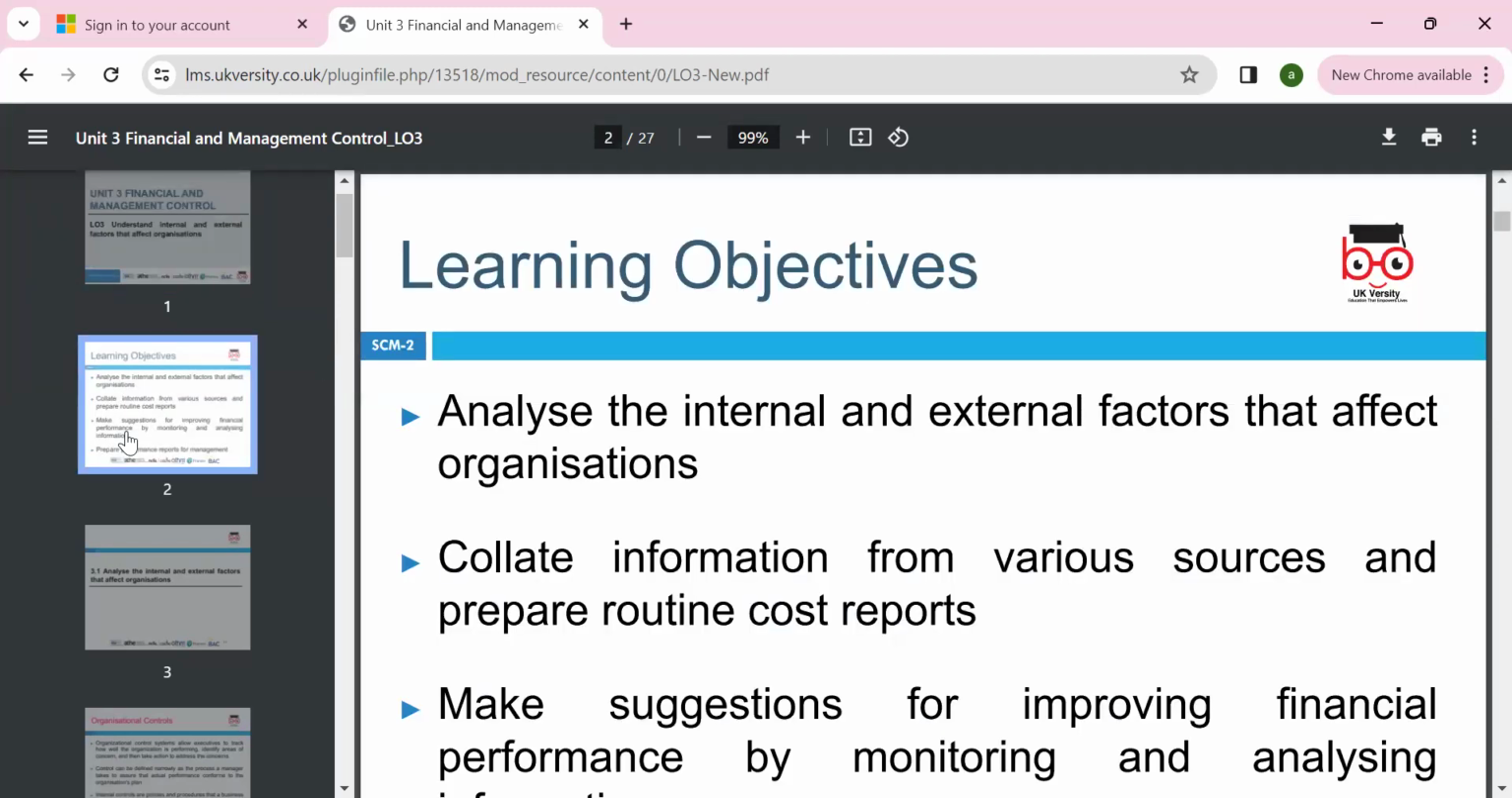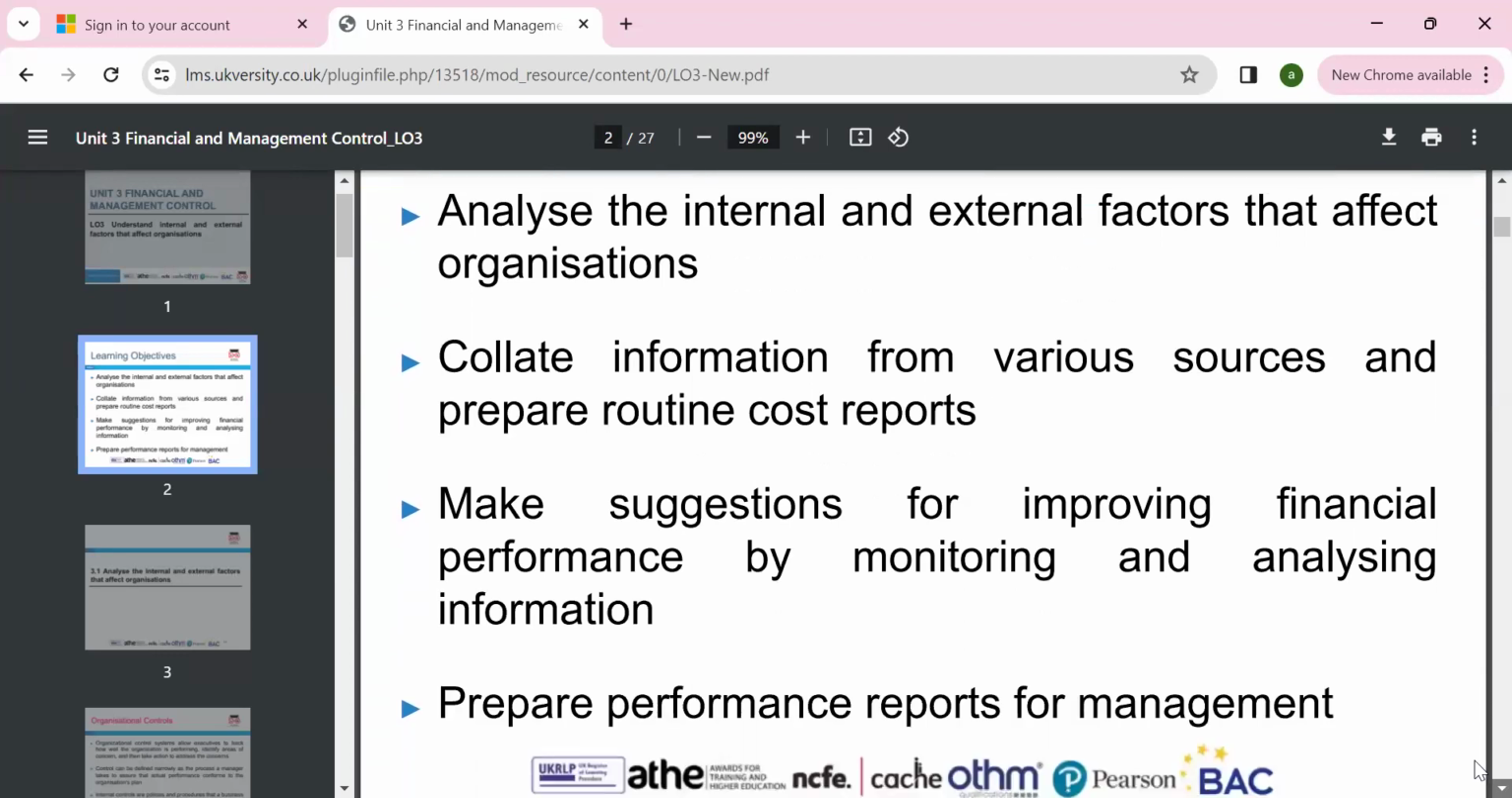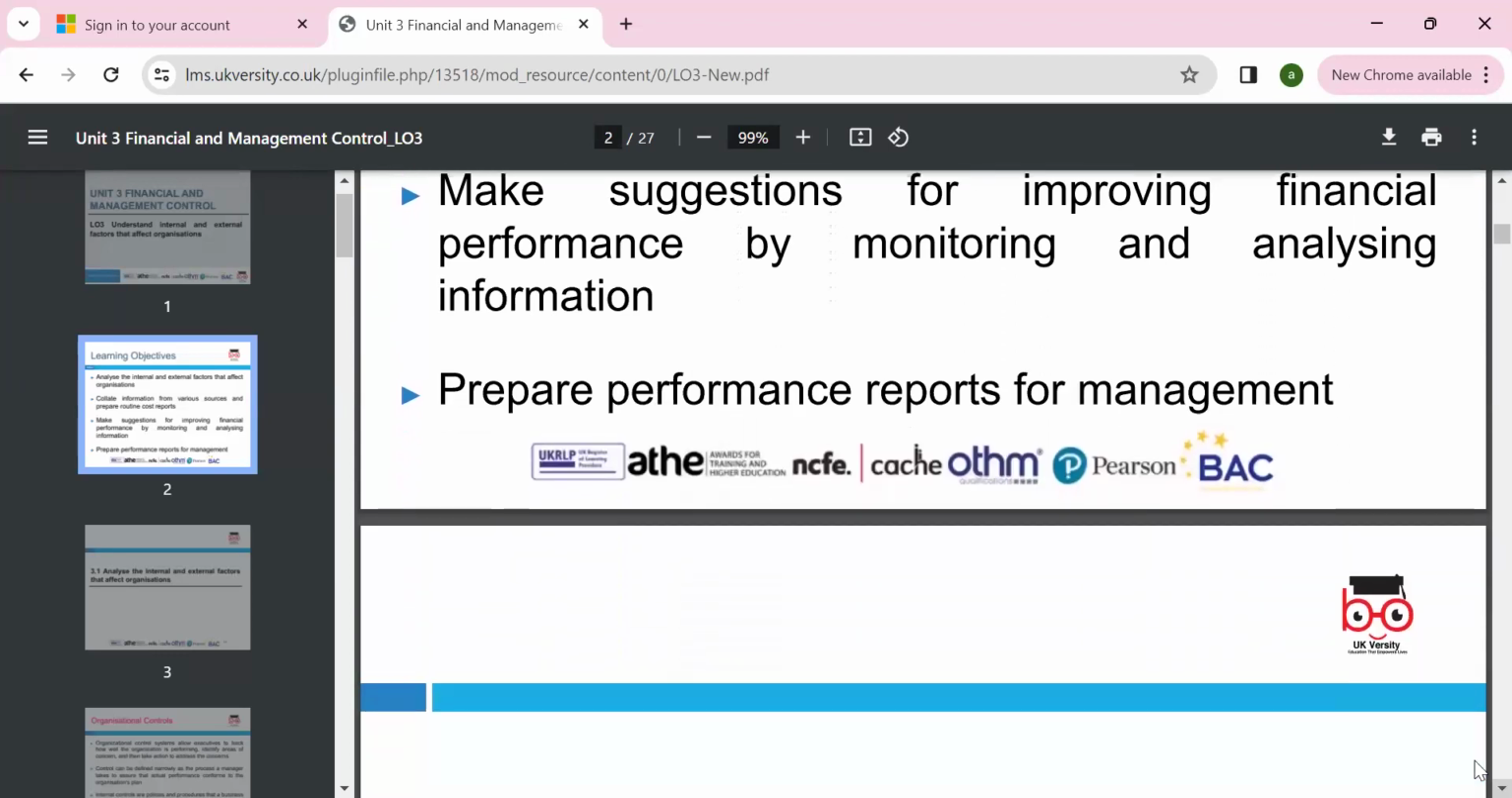So, internal environment and external factors. Collect the information from the various sources and the routine tasks, and make suggestions to improve financial performance by monitoring, analyzing and preparing performance reports.